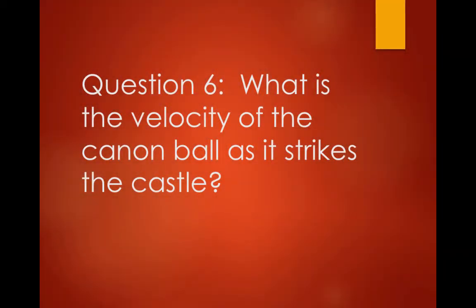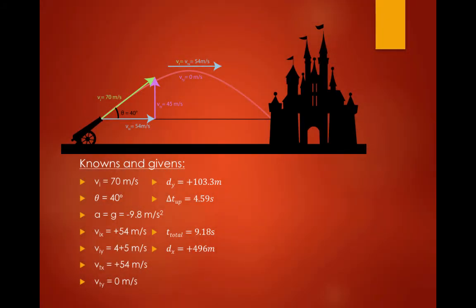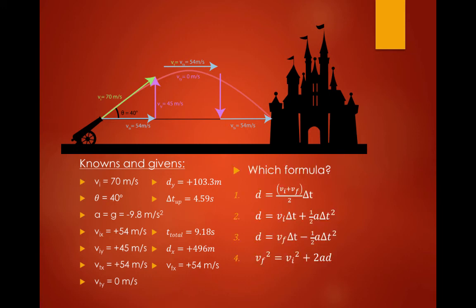Question number 6. What is the velocity of the cannonball as it strikes the castle? Remember, we need a magnitude as well as direction in this answer. Here are givens, knowns, and calculated values. We know that the horizontal component of the final velocity is 54 meters per second to the right. We need to calculate the vertical component of the final velocity. Common sense says it should be negative 45 meters per second since gravity is a constant, but we will confirm it using calculations. Which equation shall we use? It looks like we should be able to use 1, 3, or 4. We'll use equation number 3.